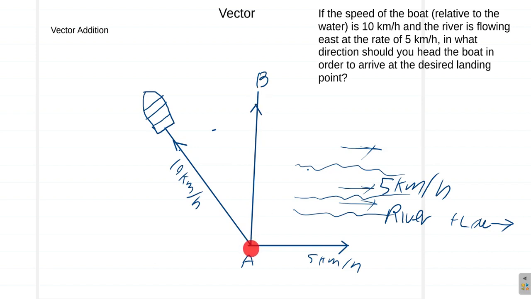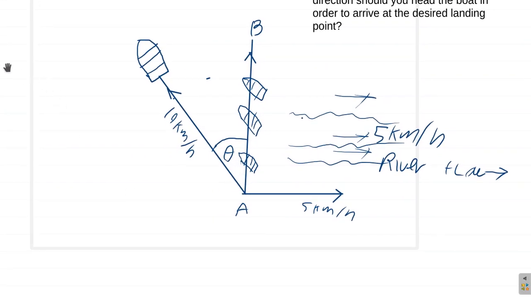This is where you are, and you want to go straight to B. So you must point the boat at an angle. As the boat goes across, at one point the boat points there, then here again, then here again. So this is the situation so that the boat goes across to B. The question is, what angle? What is the angle theta you must put the boat at so that it goes straight across to B?